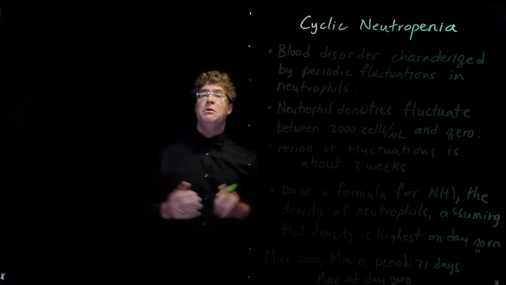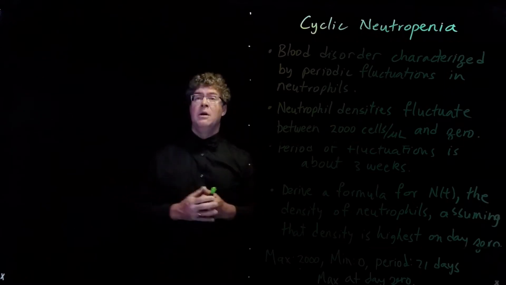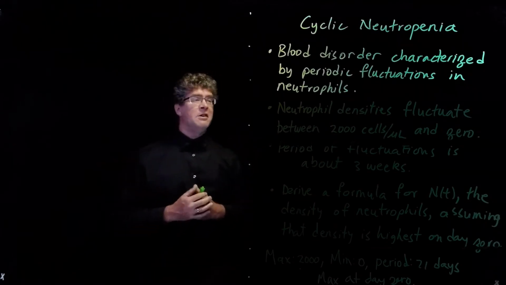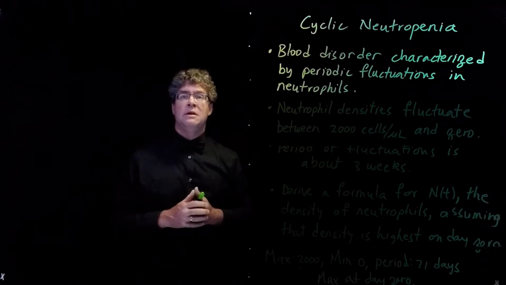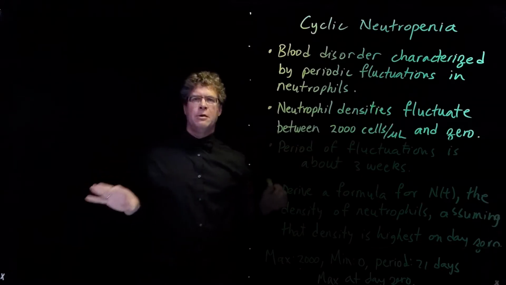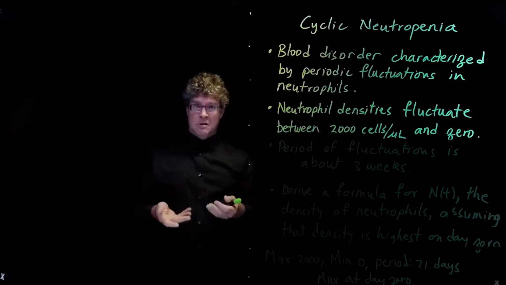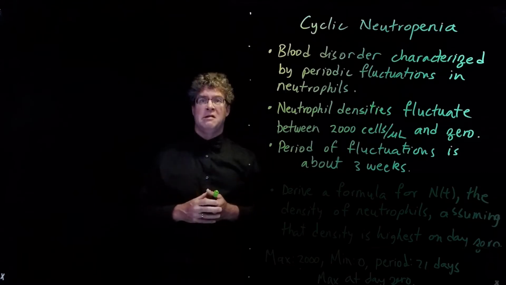Sometimes we need to create new functions and we can't use existing functions. And in this video, we're going to create a new function for cyclic neutropenia. This is a blood disorder characterized by periodic fluctuations in the density of neutrophils. The density of neutrophils reaches about 2,000 cells per microliter of blood, and it has lows near zero. The period of fluctuation is about 3 weeks.